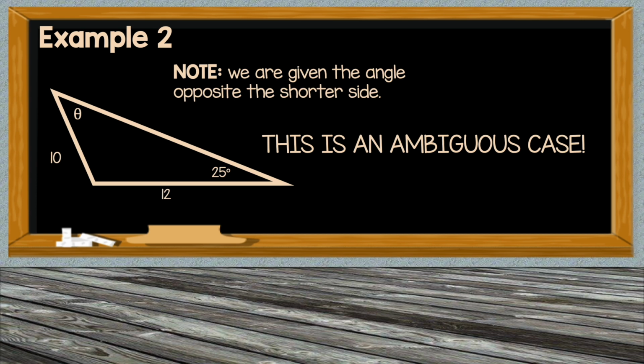this is the ambiguous case, because we could draw this 10, we could draw a dotted line, so our triangle could actually be going like that. So it just means that there could possibly be two options for this triangle.